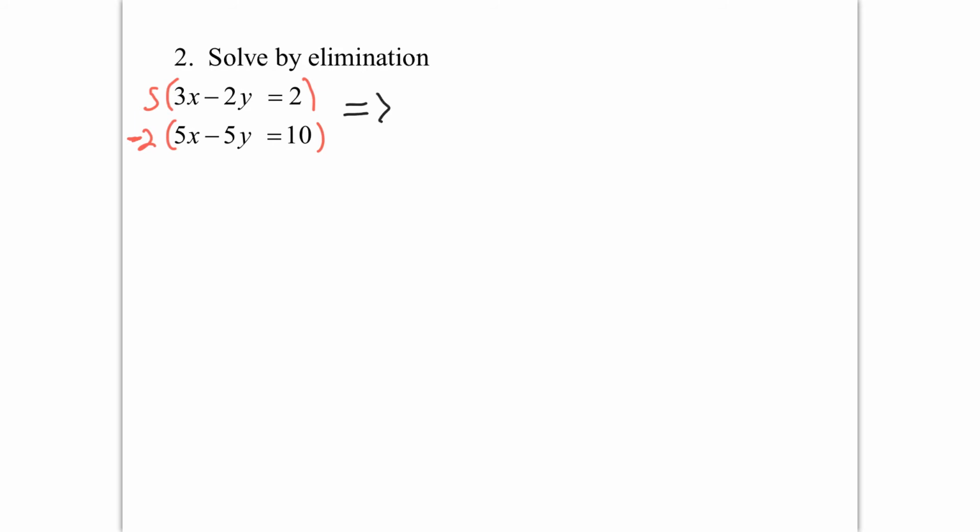So now you will distribute. You actually have to multiply 5 times 3x minus 2y and times 2. So that's going to be 15x minus 10y and 10 on the other side. On the bottom, same thing, you distribute. So we're going to get negative 10x plus 10y equals negative 20.